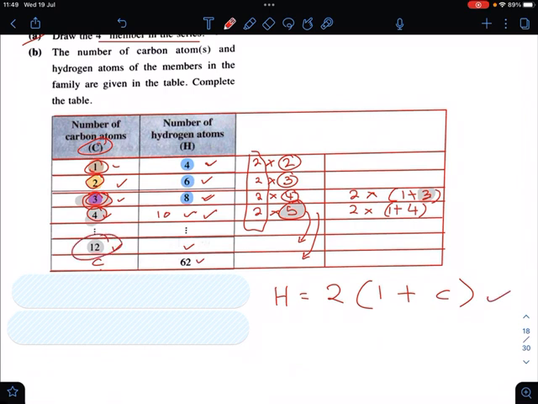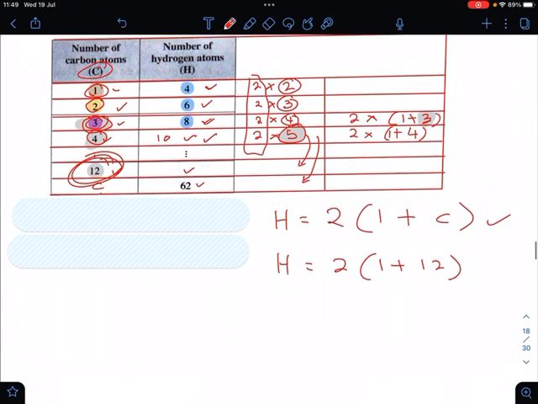So to find the number of hydrogen atoms if there are 12 carbons, hydrogen will be equal to 2 times 1 plus carbon, which is 12. If there are 12 carbon atoms, it will be 12 here. So it equals 2 times 13, which is obviously 26.